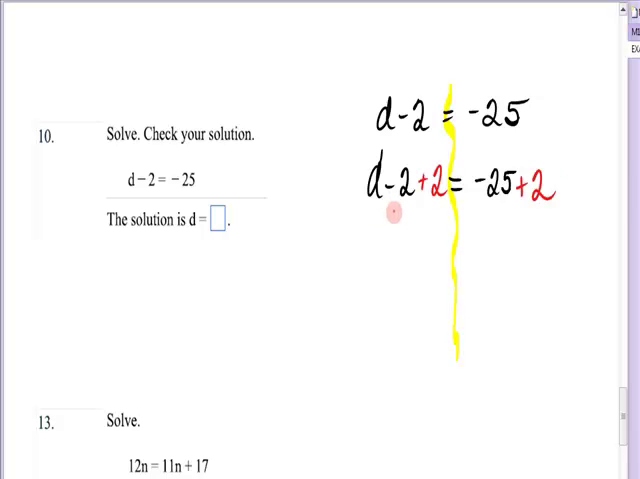All right. So if I added 2 to the left-hand side, I'm going to take negative 25, and I'm going to add 2. On the left side, I have a negative 2, or a subtracted 2 and a plus 2. Those cancel out, which leaves me with d. That's good. That's what I wanted. The addition rules, when I have a negative and a positive, I subtract. For 23, keep the sign of the bigger one, negative 23.